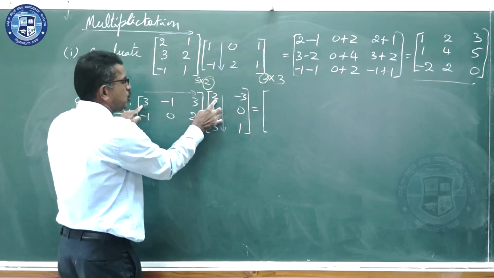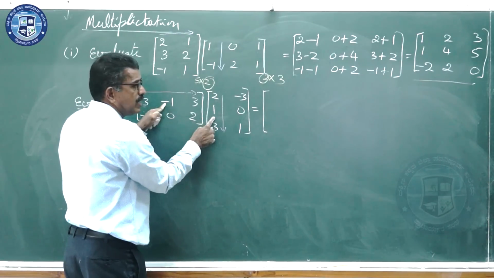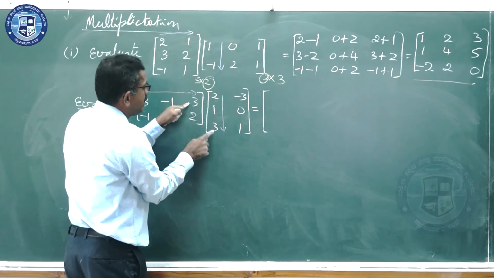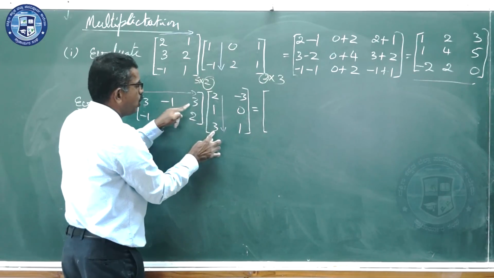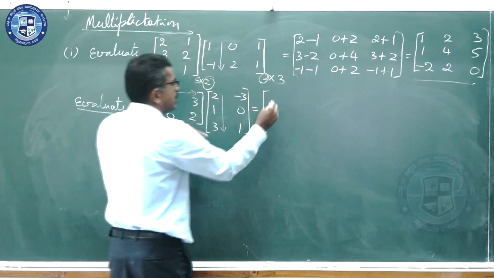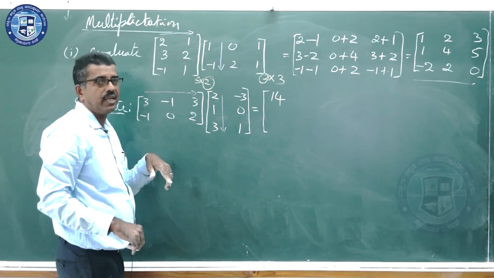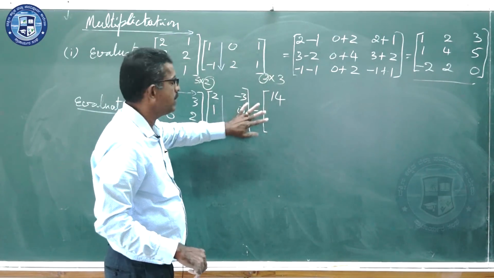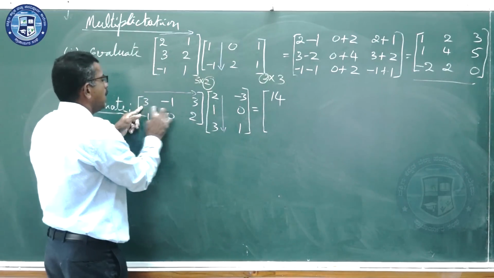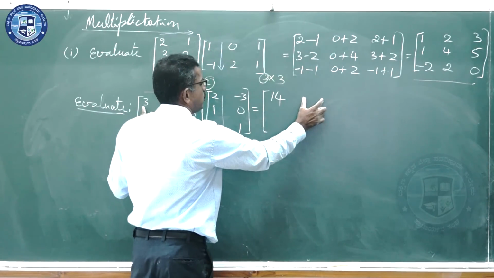What is 3 into 2? It is 6. Second one is minus 1 into 1, it is minus 1. 3 into 3, 9. 6 minus 1, 5. 5 plus 9, 14. I may write together. First element is 14. That will be helpful in a competitive examination to get the operations done at a faster rate. Okay, next. First row with the second column should be placed in first row second column position.